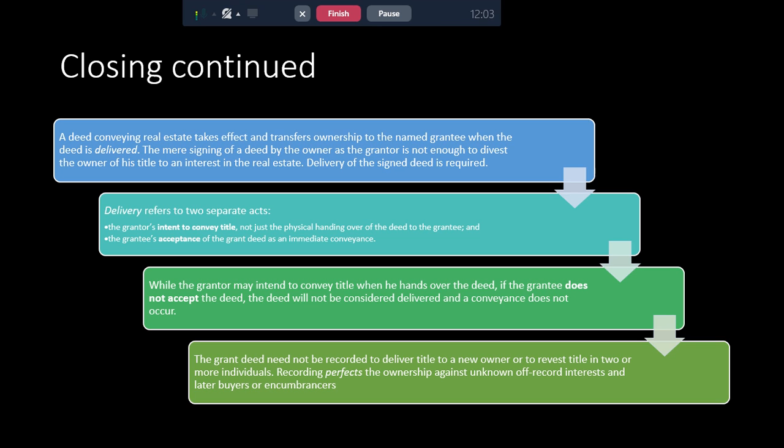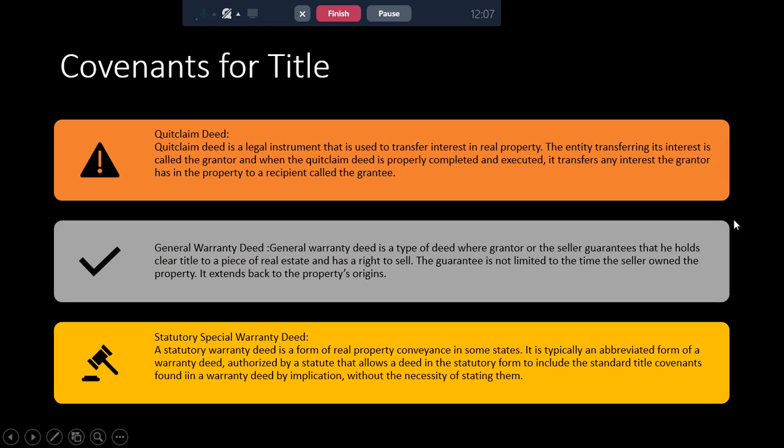Now we're going to talk about covenants for title. There are three: the quitclaim deed, the general warranty deed, and the statutory special warranty deed. The quitclaim deed is a legal instrument used to transfer interest in real property. It is the worst one, which means nobody's doing any research on it. You don't know whether the property even belongs to that person, and they say, "Oh, I'm just going to pass this on to you." Don't ever do the quitclaim deed.